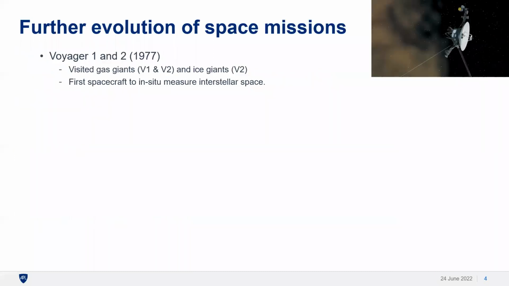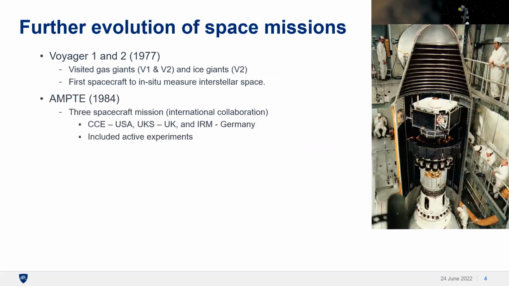So now going into the future a little bit more and much faster to get more to current times. In the 70s, we had the Voyager missions. And so Voyager 1 and 2 visited the gas giants. Voyager 2 then was able to go to the ice giants to take the first measurements there. And so these were also now the first spacecraft to get in situ measurements in interstellar space. And so kind of being able to push that envelope further.